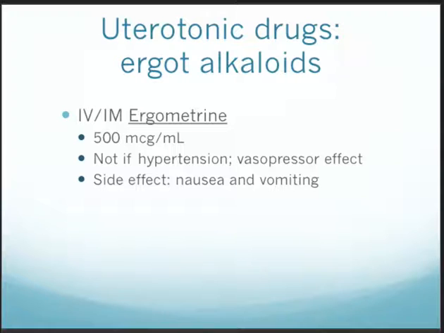The third group is the ergot alkaloids, ergometrin, 500 micrograms per milliliter, given intramuscularly or IV. Whilst this drug is quite effective in contracting the uterus down, it also has a vasopressor effect, and should be given with caution or not at all in case of hypertension or preeclampsia, and it most certainly has a side effect of nausea and vomiting, so not very pleasant for the mother.